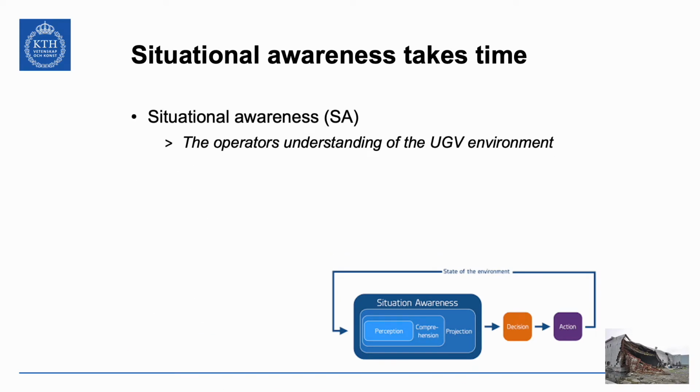So what is situational awareness? Well, it's the operator's understanding of the UGV environment. And UGV would be the unmanned ground vehicle, that is our robot. So this is kind of a control loop here. We have the situational awareness here. The user perceives the environment of the robot, understands what happens, projects into the future consequences of possible actions, then makes a decision, takes an action, something happens, and we reassess the situation to get new awareness and take a new decision, and so on. So this is kind of the loop of action, decision, and awareness.